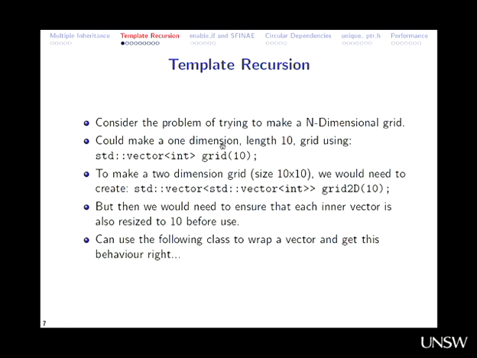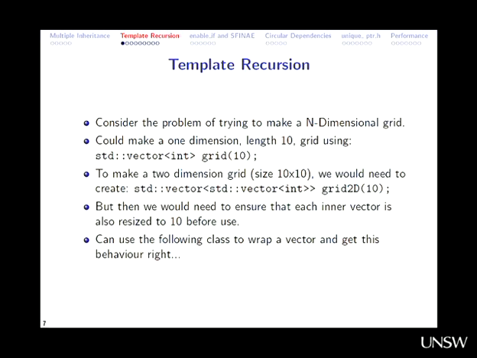Now, I can make a one-dimensional length 10 grid using a vector constructor and give it a length of 10. That's fine. But if I want a 10 by 10 grid, I would need to make a std::vector of std::vector of int, and call this, say, grid2D and give it size 10. Now, this is only going to make me 10 vectors of std::vector<int>, and that inner vector is going to be size 0. So that's actually not going to be a 10 by 10 grid. It's going to be a 10 by 0 grid. Okay? So we need to then figure out how to make the inner vectors also resized to be size 10 before we use this.